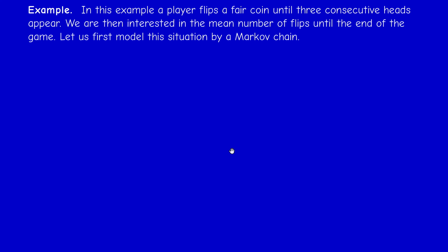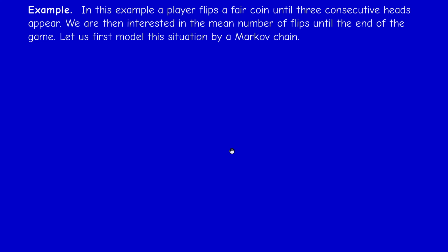So what does this mean? It means that starting from state 0, on average, we need 14 moves or 14 flips to end the game. If you start from 1, so you are closer, we need less, we need 12. And if you start from state 2, we need, on average, 8 moves to finish the game. Now, these are conditional expectations.